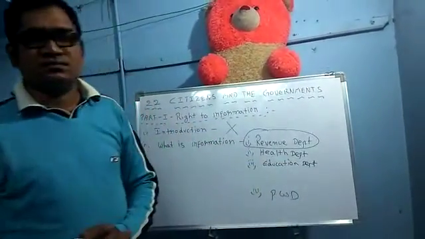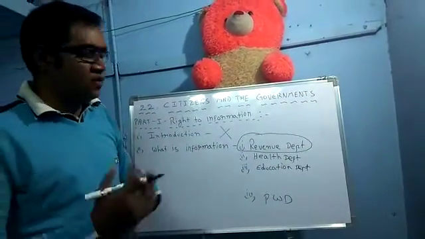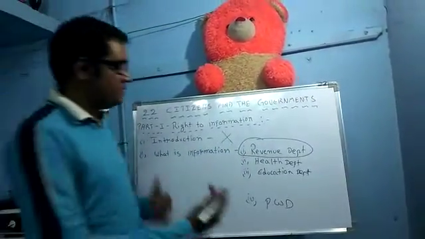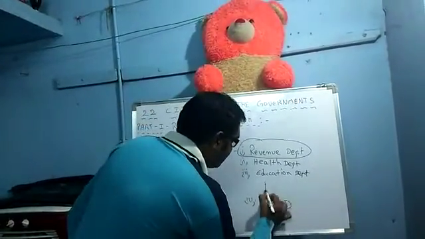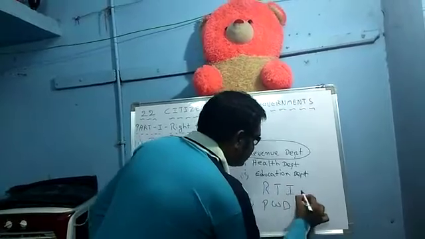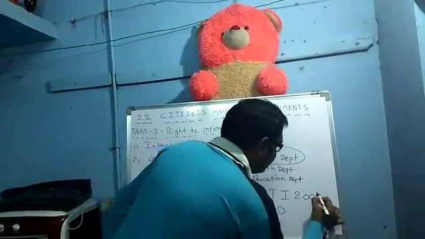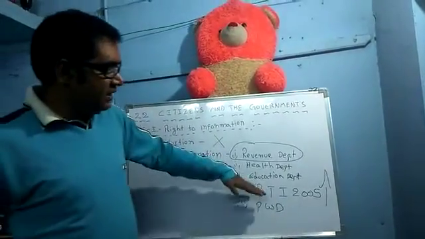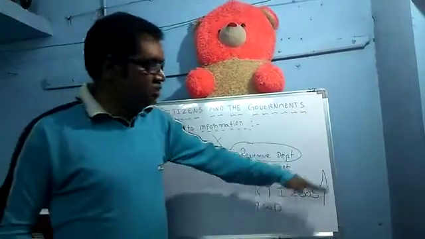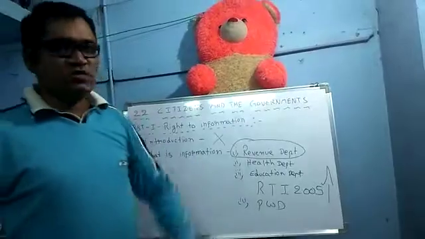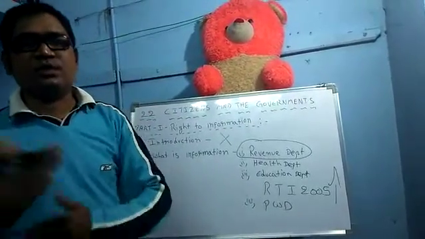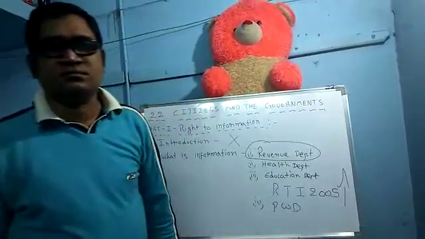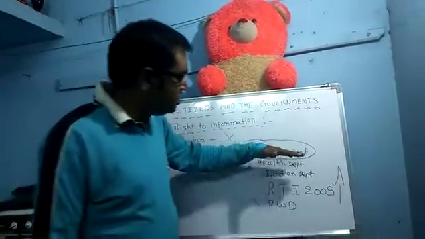Now I am going to explain about the Revenue, Health, and Education Departments. These details, before the RTI Act 2005, before that situation, the information, I am going to explain to you. First, Revenue Department.